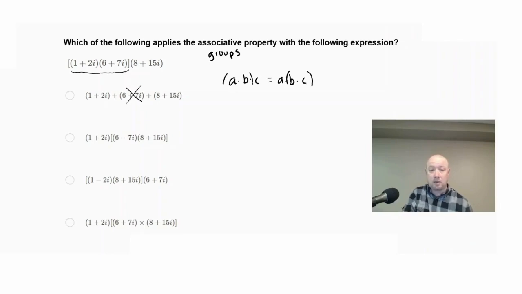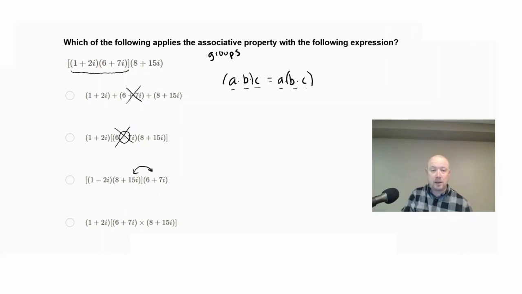Now, if we look at our second choice here, they switch it to subtraction, which we can't do because that would change what the value is equal to. We look at our third choice here, and they switch around the order, so the order has changed. When we do the associative property, the order stays the same.